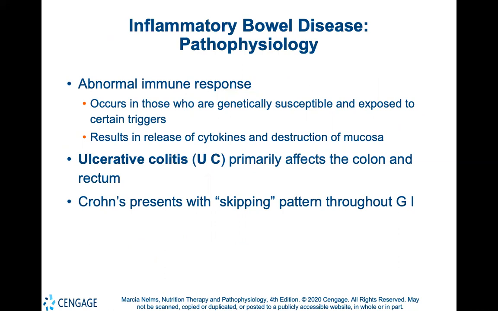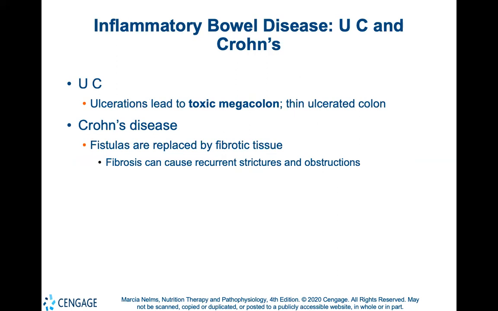The client will experience abnormal immune response that occurs in those who are genetically susceptible and exposed to certain triggers. Ulcerative colitis primarily affects the colon and the rectum. Crohn's presents with skipping patterns throughout the GI. Ulcerative colitis and Crohn's. So ulcerative colitis has ulcerations that lead to toxic megacolon or a thin ulcerated colon. Crohn's disease, fistulas or replaced by fibrotic tissues. Fibrosis can cause recurrent strictures and obstructions.